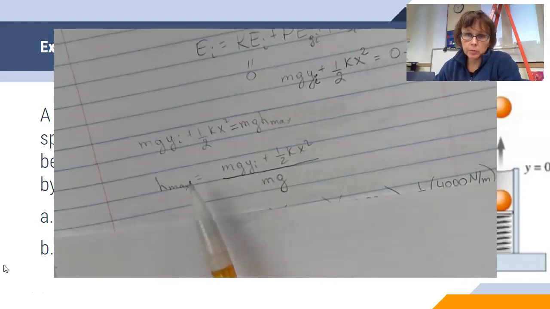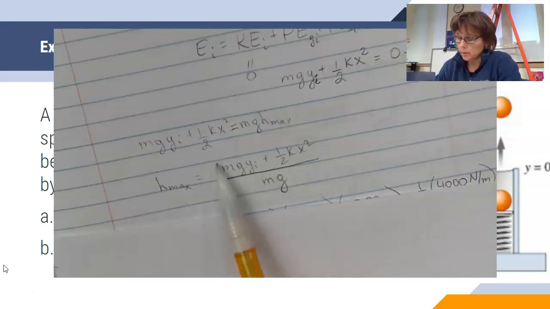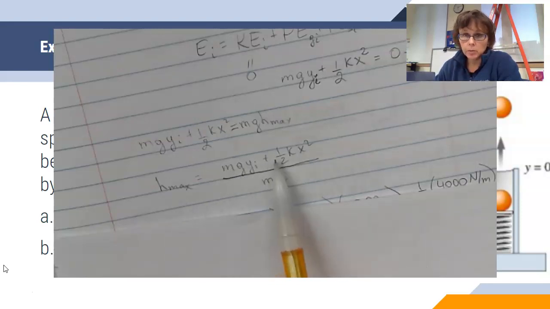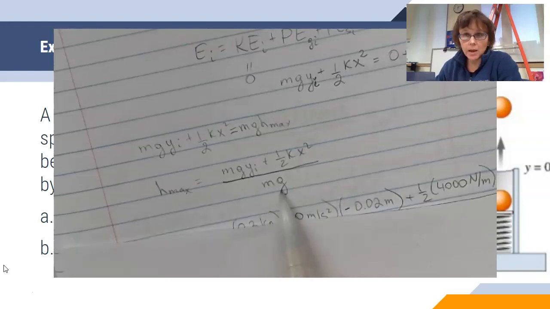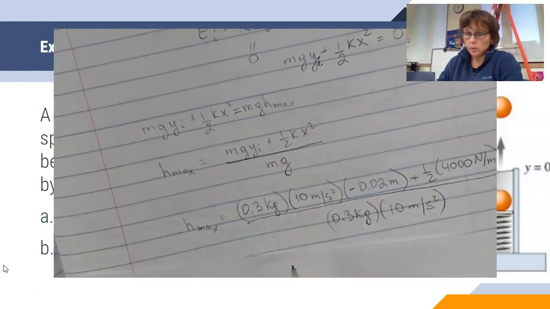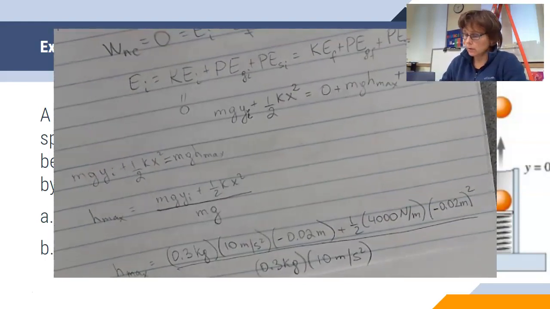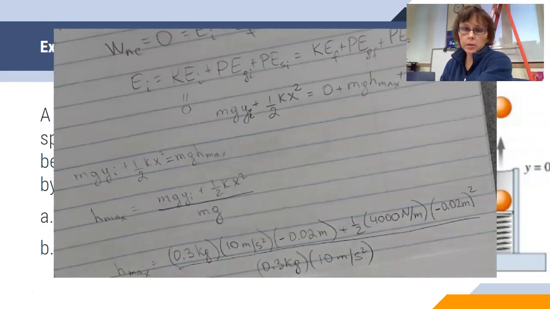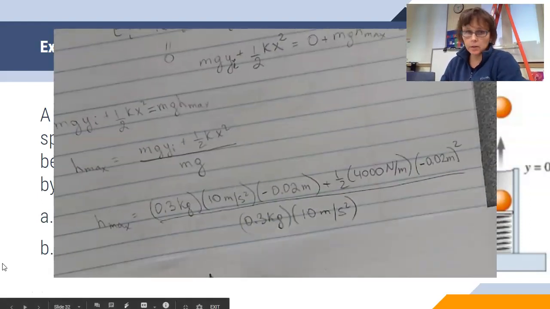Now we can do some algebraic manipulations, and we can find that the maximum height will be equal to the gravitational potential energy initial plus the elastic potential energy initial, divided by mg. And when we plug in the numerical values, we can calculate the height.